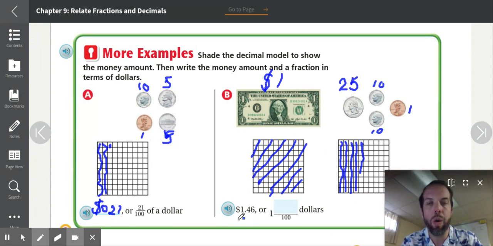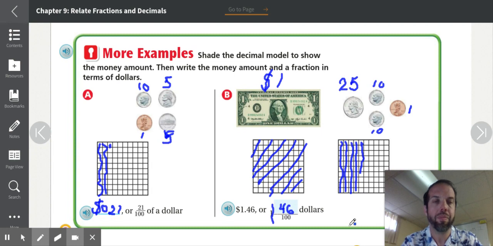Here they wrote the dollar amount, and now I have to fill in this mixed number. So here's my 1 whole. I'm going to make it even bigger because it's smaller than I'd like it to be. The denominator is 100. It's always 100 with money. Numerator is going to be 46. Okay? All right. So that's that. Again, that's identifying the coins and the money.